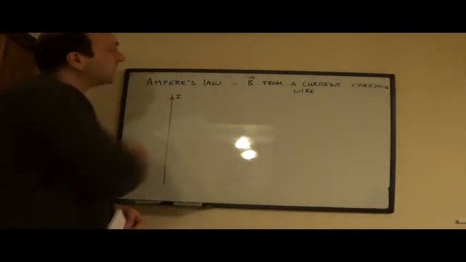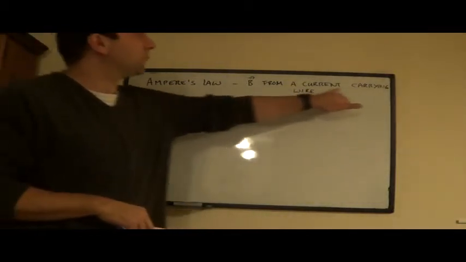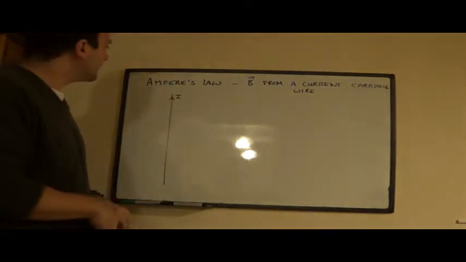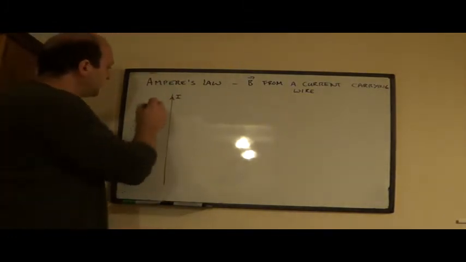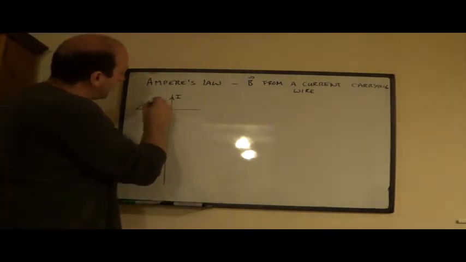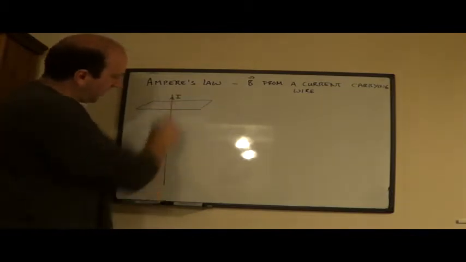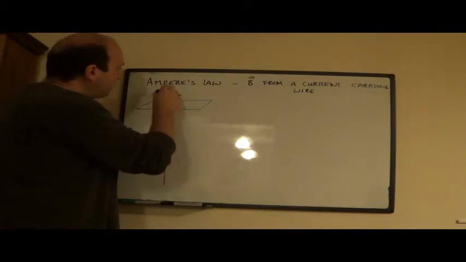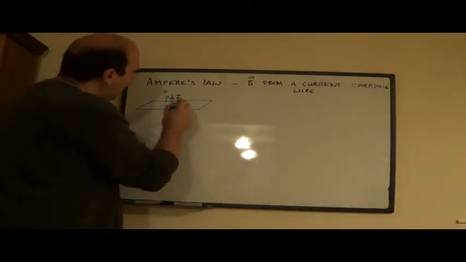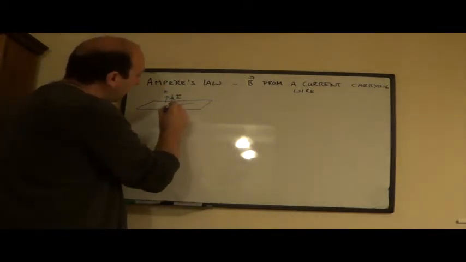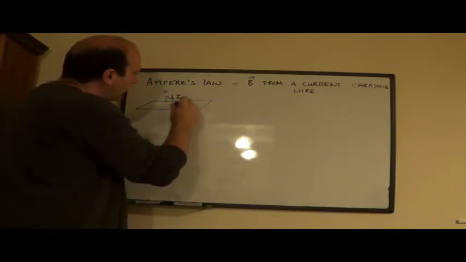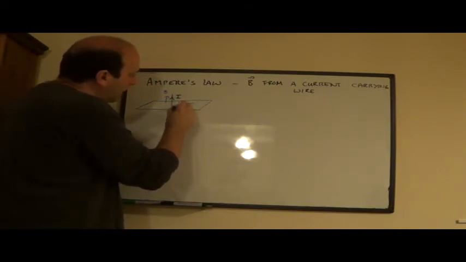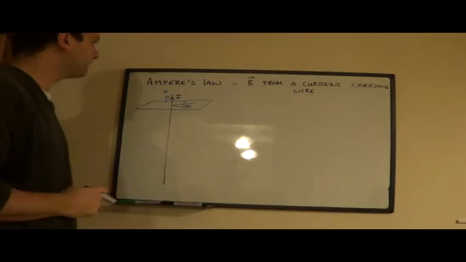We're going to use Ampere's law to find the magnetic field generated by a current carrying wire. So let's begin by setting up some axes. Let me think about a plane transverse to my infinitely long piece of wire. I'm going to have a z direction along the wire, and then in the plane I'm going to have polar coordinates r and theta.